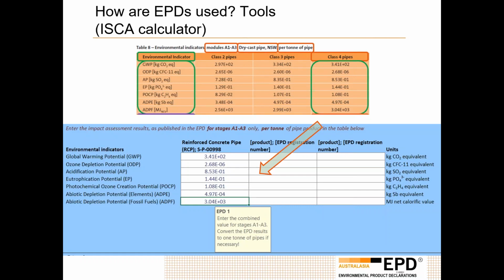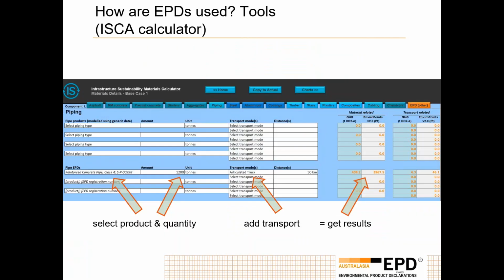And so some of you might be familiar with the ISCA materials calculator. ISCA is the Infrastructure Sustainability Council of Australia. And they have a calculator that allows people to look and improve the design of infrastructure projects on their environmental performance. And so, for example, if we take this EPD for concrete pipes, we can enter that information directly into the calculator and it will give you the results. So basically, you can select your product and your quantity. You can add transport as is relevant to your project, and it shows you the environmental performance of that product.